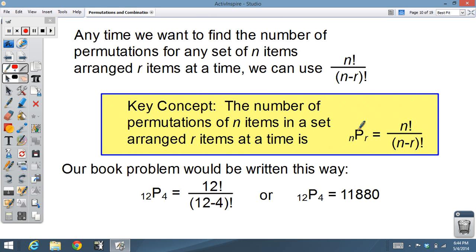We write it this way with the n first, the total number, then the P means permutations, and the r means how many we're arranging at a time. And just like we did before, we use 12 factorial over 12 minus 4 factorial to give us our total of 11,880. So does everybody see? There's our formula for the number of permutations: the total number's factorial divided by n minus r, factorial. Good. All right, digest for a second, pause, and I'm moving on.